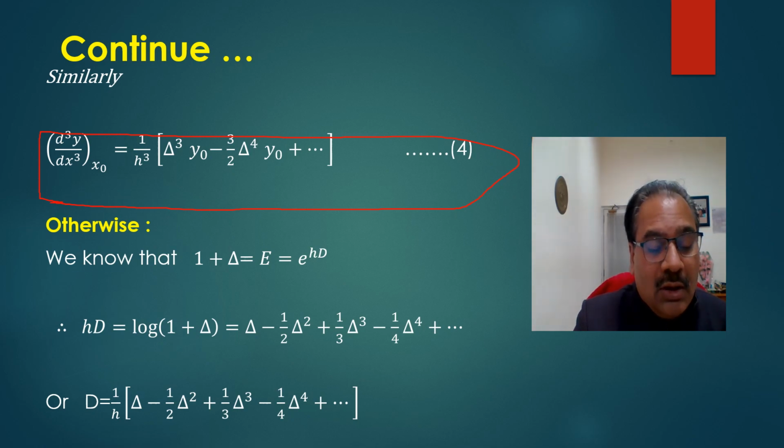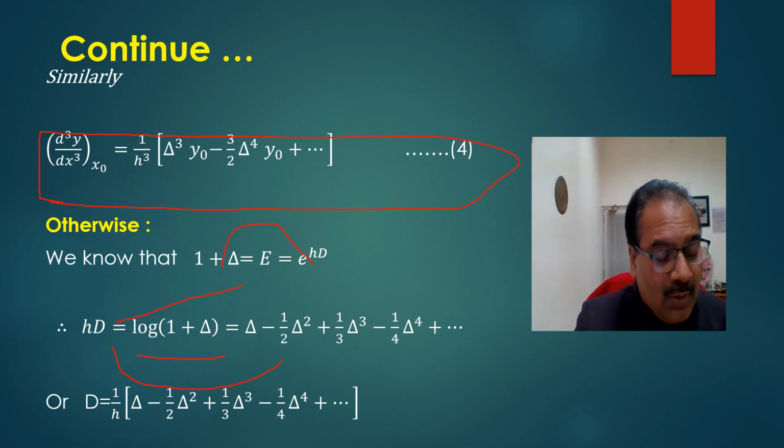So from here, by these two relations, you can write down hD is equal to log of 1 plus del, log of 1 plus del. You just expand this logarithmic series. So you will find del minus del square by 2 plus del cube by 3 minus del power 4 by 4 and so on. And from here, you can check from these two relations, D is equal to 1 by h [del minus 1 by 2 del square plus 1 by 3 del cube] and so on. So very easily you find this derivative term.